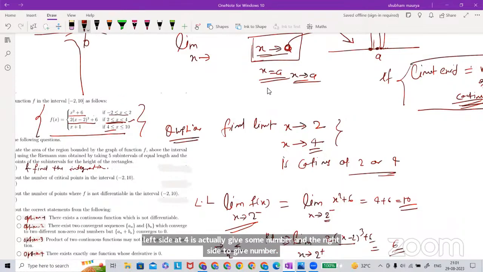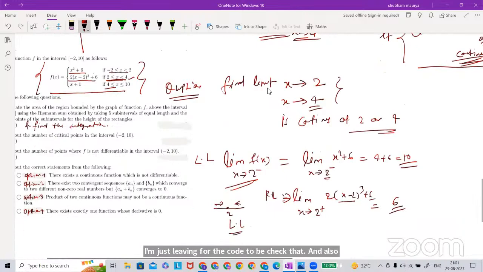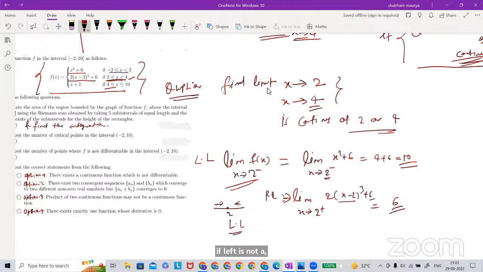I'm just leaving 4. At 2 we check that. And if the left limit is not equal to the right limit, then in that case the limit does not exist. If the limit does not exist, then continuity will never happen, because continuity says the limit should be equal to the function value. But here even the limit does not exist, so how can we talk about continuity? That means the function is not continuous.